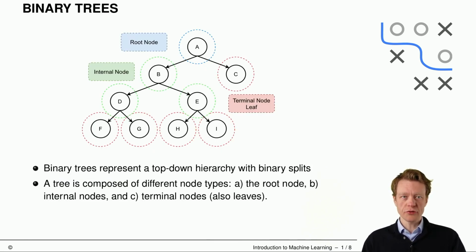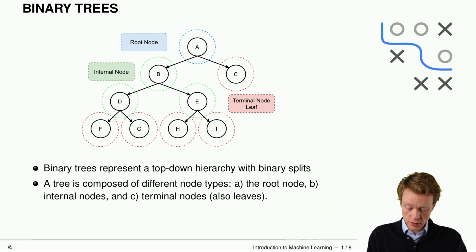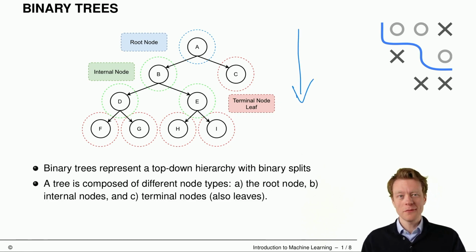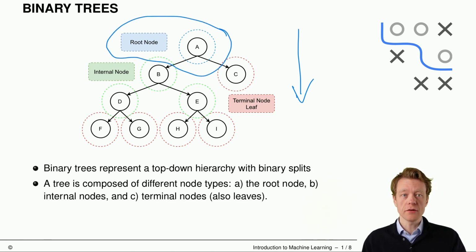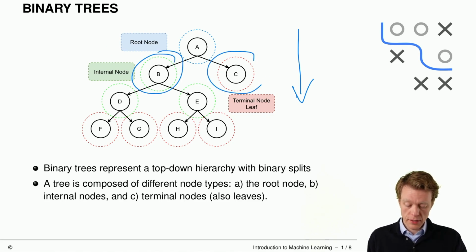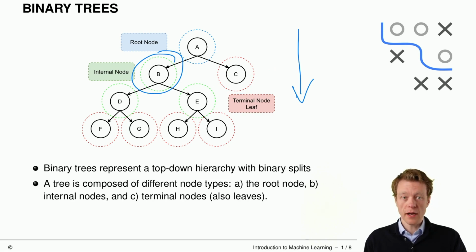CARTs are binary trees. Well, there are different CARTs which are not binary, but in this lecture, 99.9% of the time, we will speak about binary trees. Binary trees represent a top-down hierarchy with binary splits. What does that mean? Top-down means that we go from top to bottom, of course, and we start with a root node, which we call here A. And then the data in this root node is divided binary into two other nodes, here called B and C. And this is a binary split.